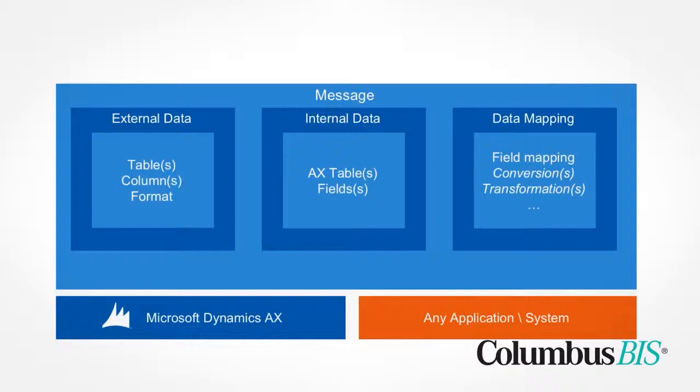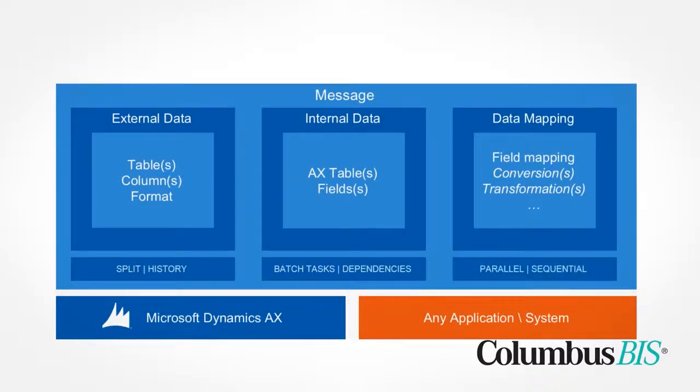You need to set up how the internal data is mapped to the external data. Functions like conversions, transformations, constant values, and more mapping options can be used. Large files can be split into smaller size automatically, so they can be imported in parallel to improve performance. Batch tasks are used to import data and make sure that dependent data is imported first. To improve performance, messages should be run in parallel, if not possible, then in sequence.